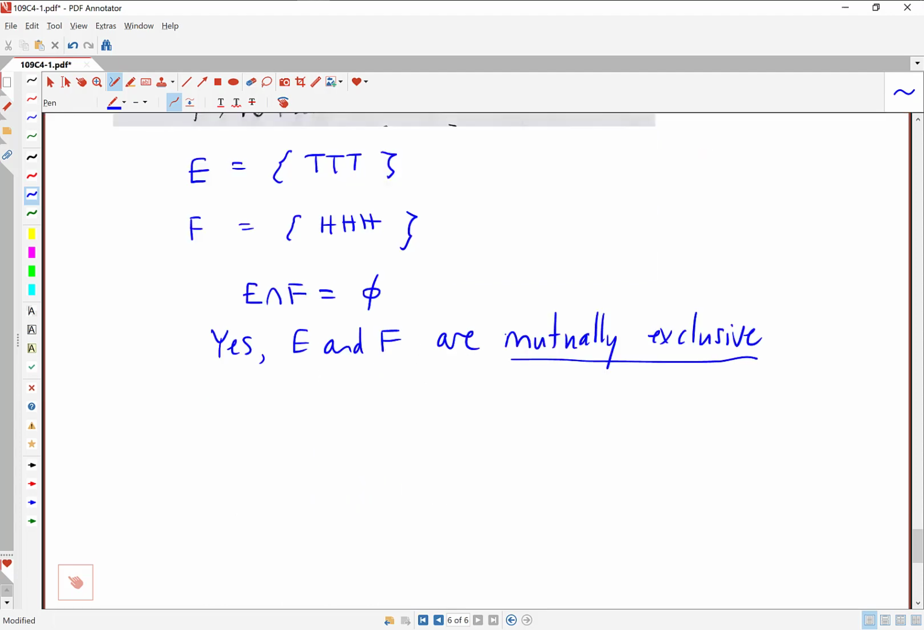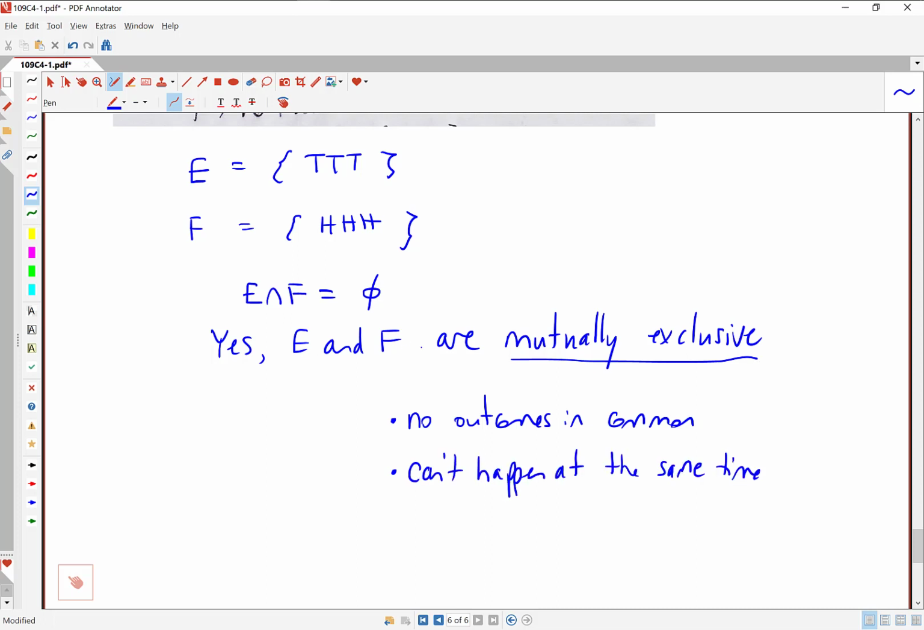So when we say that 2 events are mutually exclusive, there are a couple of other ways of saying the same thing. You can say they have no outcomes in common. So E and F are mutually exclusive if they have no outcomes in common. Or another way we sometimes say it is they can't happen at the same time. So events E and F are mutually exclusive if they can't happen at the same time. All right, let's do a part B and see an example of 2 events that are not mutually exclusive.